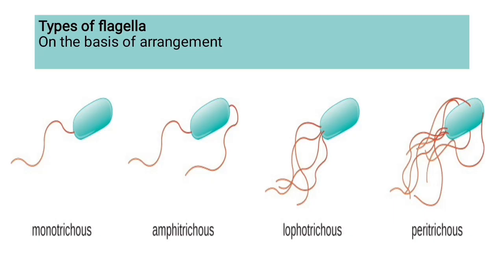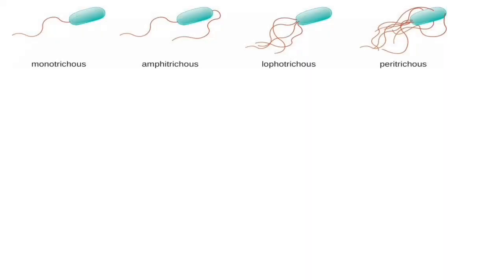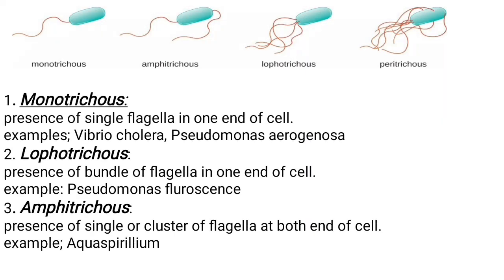Let's talk about monotrichous. Presence of a single flagellum at one end of a cell. Examples: Vibrio cholerae, Pseudomonas aeruginosa. Number two is lophotrichous. That is the presence of a bundle of flagella at one end of a cell. Example: Pseudomonas fluorescens.